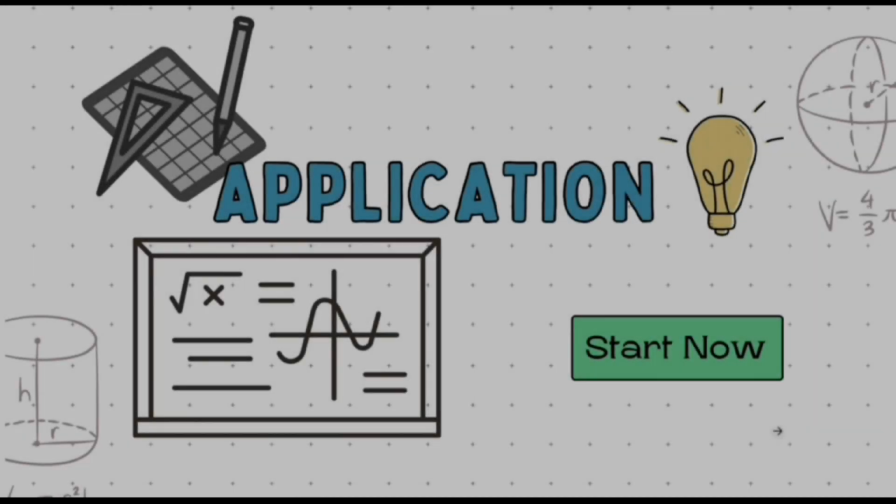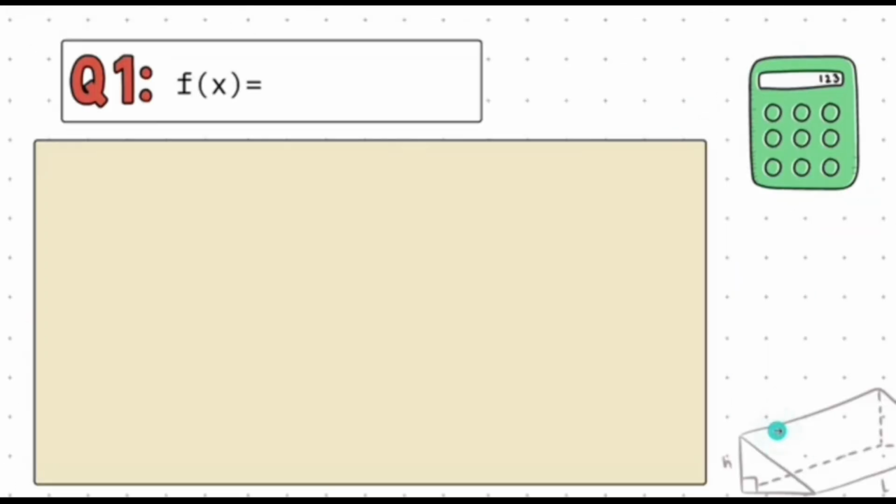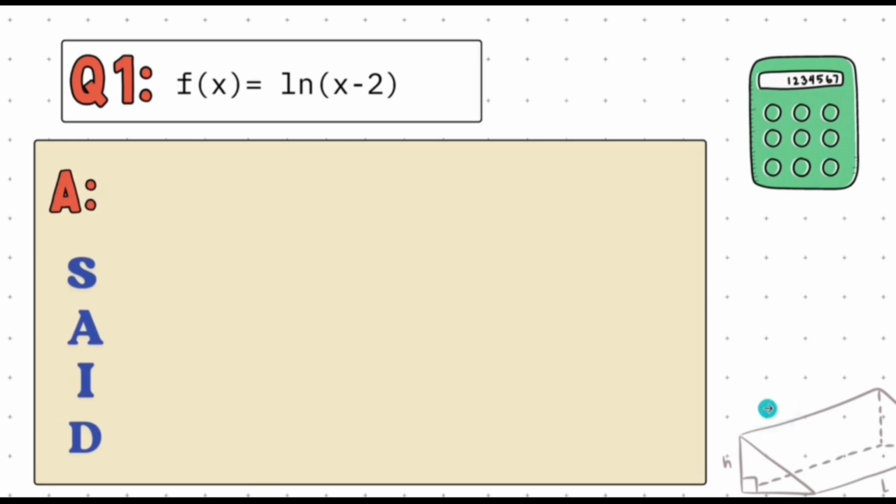Right, let us try to do some questions. The first question, we can see it is a logarithmic function. To solve this question, we can use the SAID method. First, we need to know the general shape of this function, which is like this.